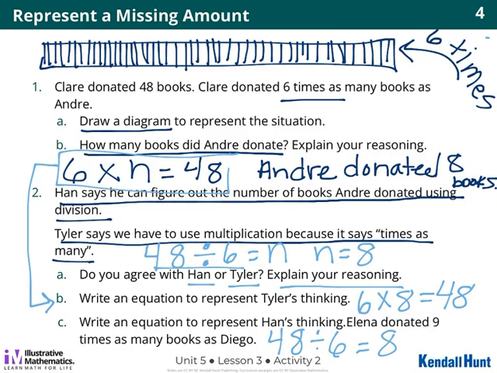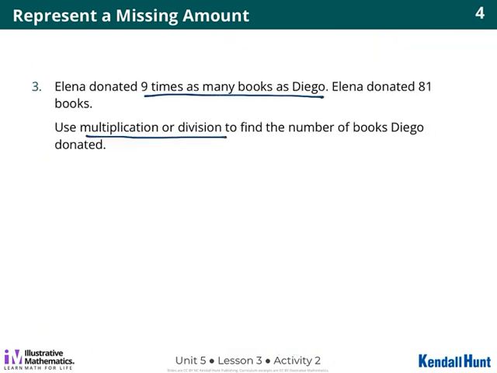Okay, what about part C? Elena donated 9 times as many books as Diego. How many books did Diego donate? We don't know. We have to figure it out. Elena donated 81 books, 9 times as many books as Diego. Where is that at? Why is it right here? Oh, so mine is wrong, isn't it? Yeah. Okay.